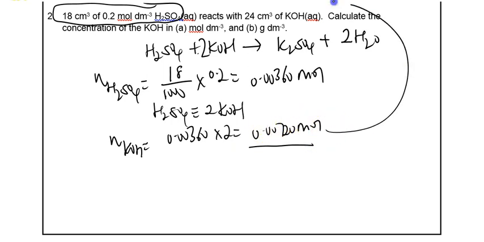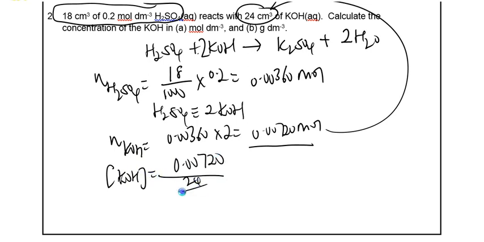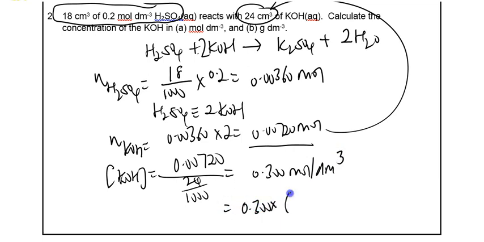So this 0.00720 moles came from 24 cm cube, which means that my concentration of KOH is simply number of moles divided by the volume, and I will get 0.300 mole per dm cube. And to convert to gram per dm cube, I multiply by the molar mass of potassium hydroxide, which is 39 plus 16 plus 1, and I will end up with 16.8 grams per dm cube. Easily done.